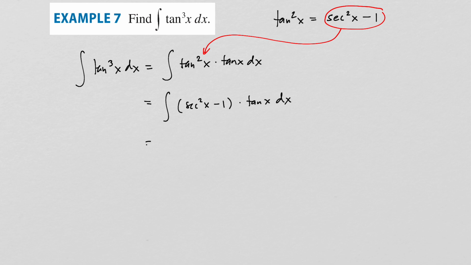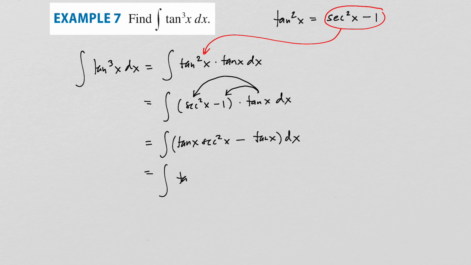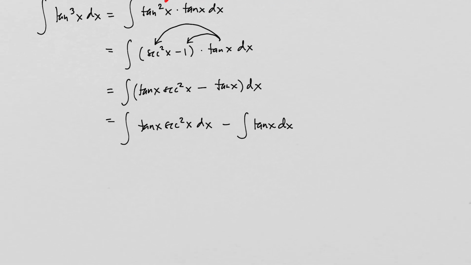But let's go ahead and distribute this now. So I have tangent times secant squared minus, and then tangent times 1 is just tangent. And now from rules of integration, I can break this apart into two integrals. So I have the integral of tangent x secant squared of x dx minus the integral of tangent of x dx. And now it's starting to come together.